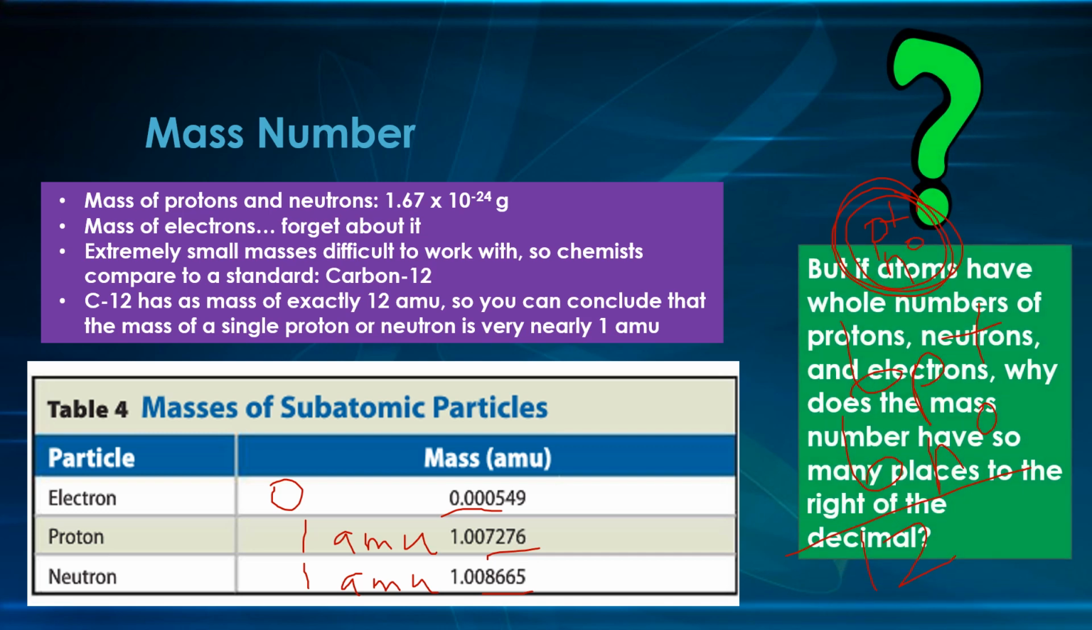And here's the overall question. If atoms have whole numbers of protons, neutrons, and electrons, why does the mass number have so many places to the right of the decimal? If you take a look at the mass numbers on the periodic table, they all go several places to the right. So carbon, for example, is 12.011. Oxygen is 15.999. Phosphorus, 30.974. Where do all those places to the right of the decimal come from?